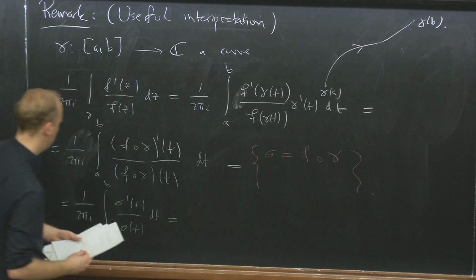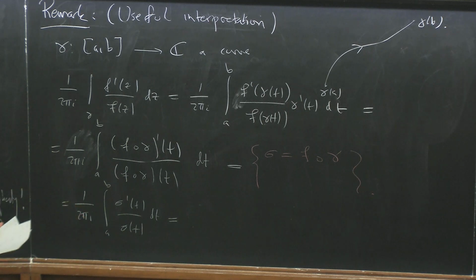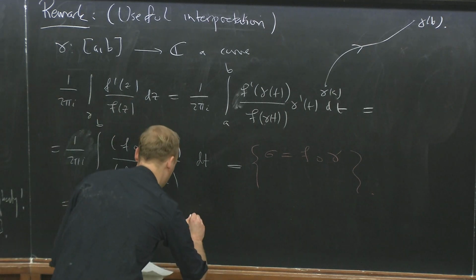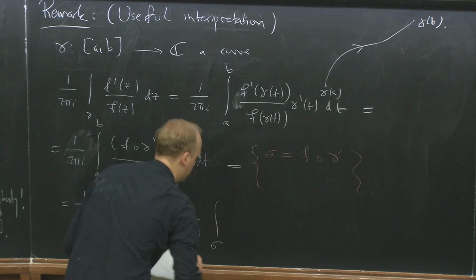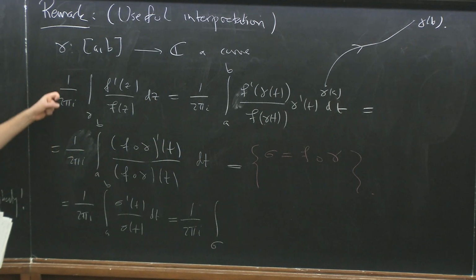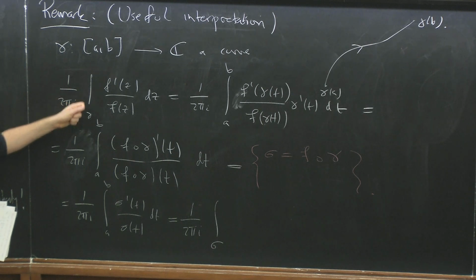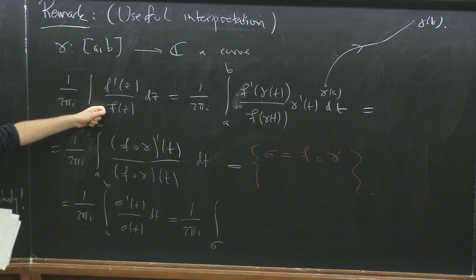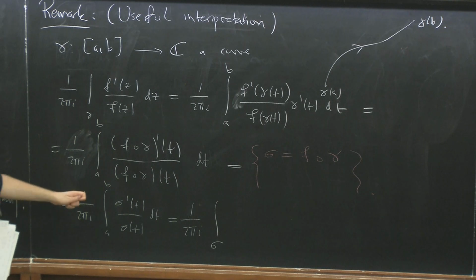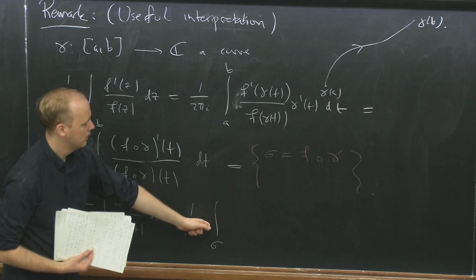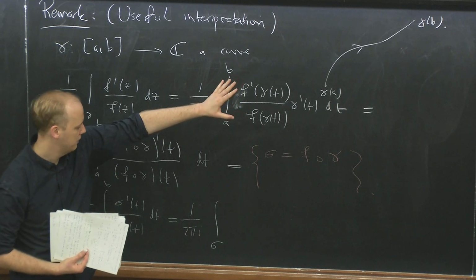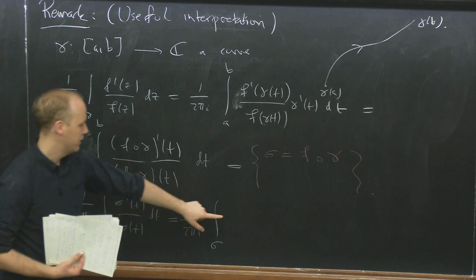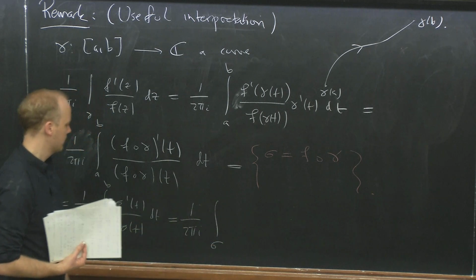But now going back, what is this? If I integrate over sigma instead, I started out with an integral over gamma of f prime over f, and now I'm going to go back to an integral over sigma, which is the image of this curve through the map f. And what should I write in the integrand here? Anyone?